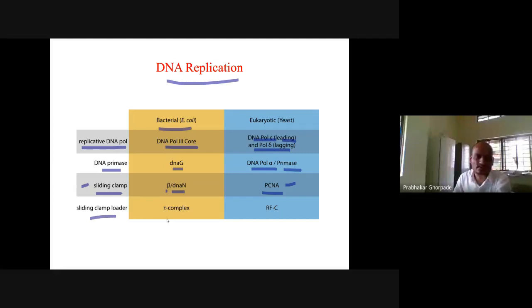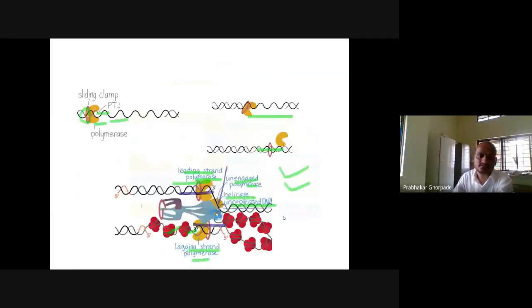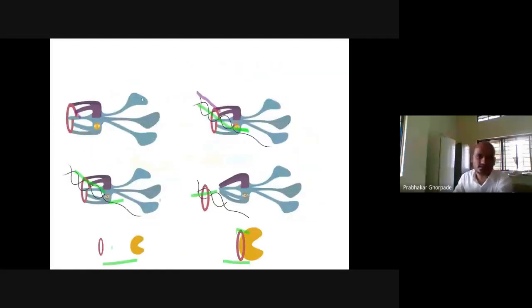Sliding clamp loader, so this tau subunit is there. Instead of tau, we call it RF-C. So this one is the tau subunit.